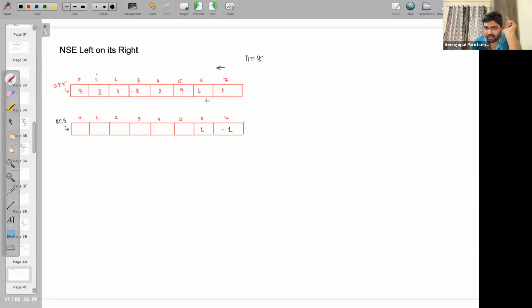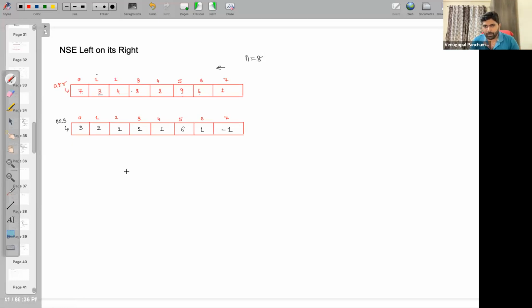Now, element 9, its right side, 2 are there. Among this, which is the correct answer? 6 or 1? Who is closer? Yes, 6 is closer. For 2, right side, smaller, only one element, so 1. What about 8? I think immediate close is there. What about 4? I think 2. What about 3? I think 2. What about 7? I think 3.